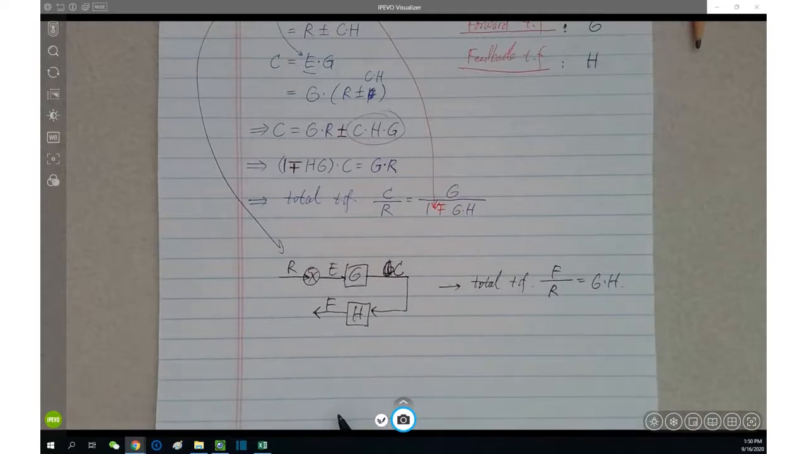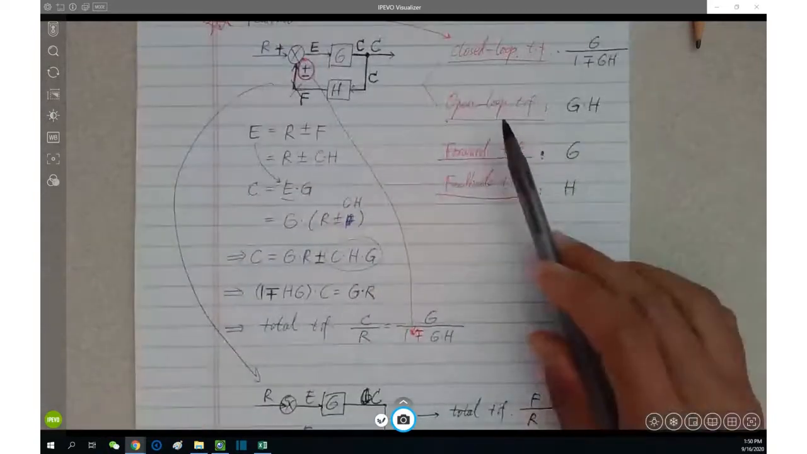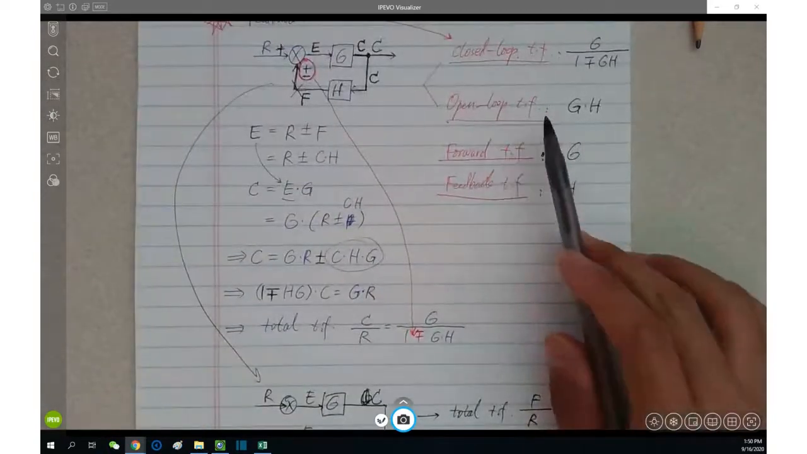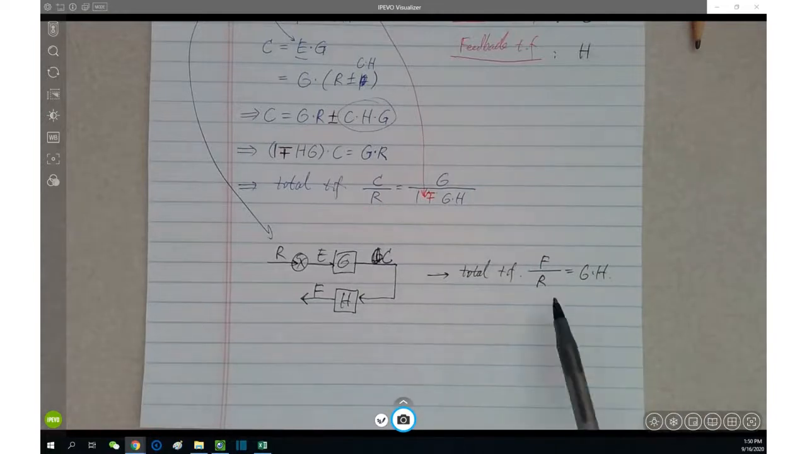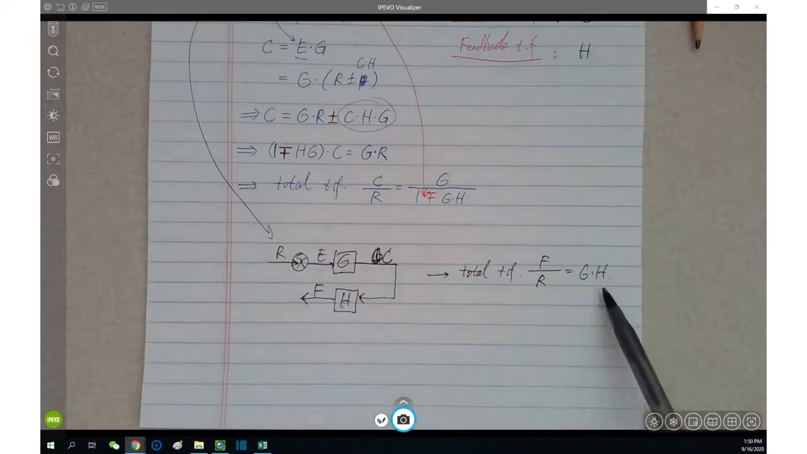So John's point is why we are defining G times H as the open loop transfer function. Because if you break the feedback here, the system now becomes open loop. And the open loop transfer function is what? It is equal to output over input, which is F over R. And that is nothing but G times H.